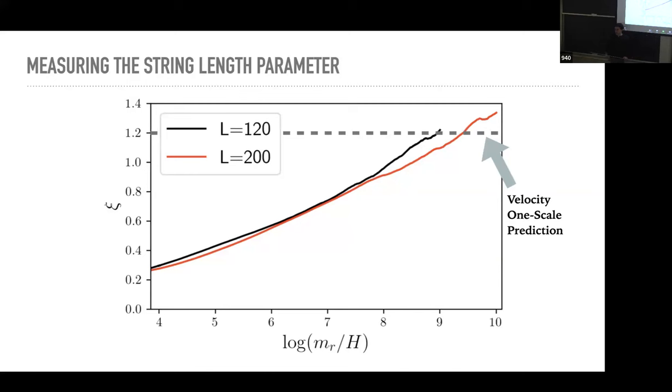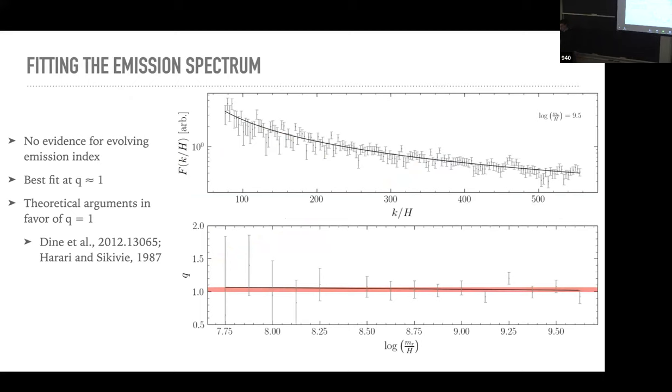And predictions made within the velocity one scale model are that once your string length parameter gets to about 1.2, it should essentially saturate and stop growing. Well, one simulation got to 1.2, and a simulation that went a little longer got past 1.2, so that does not seem to be the case, although of course it would be nice to do more and more simulations and make that a stronger statement. We can calculate the energy density, and we can go get an emission spectrum, and then we can do a fit to that emission spectrum.